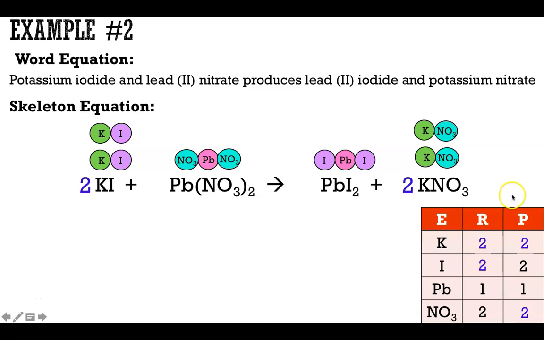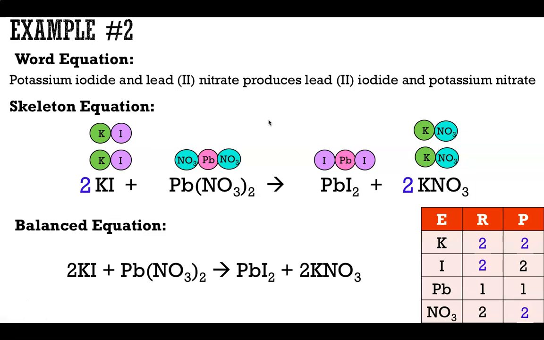And that actually worked out really well for us because now if we go through, let's see if our reactants equal our products. We've got 2, 2, 2, 2, 1, 1, 2, 2. So that is perfectly balanced. All of our reactants equal our products. We can see that in our picture. We've got 2 green potassium here, 2 green potassium here, 2 purple iodine here, 2 purple iodine here, 2 NO3s, 2 NO3s here, and 1 lead on either side. So that is what we want, which means that we can write our balanced equation.